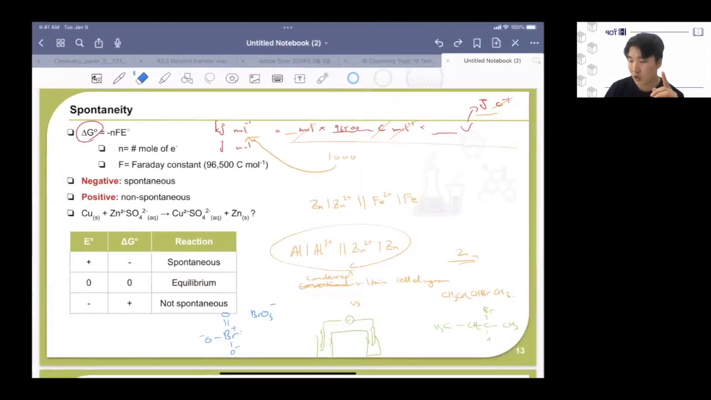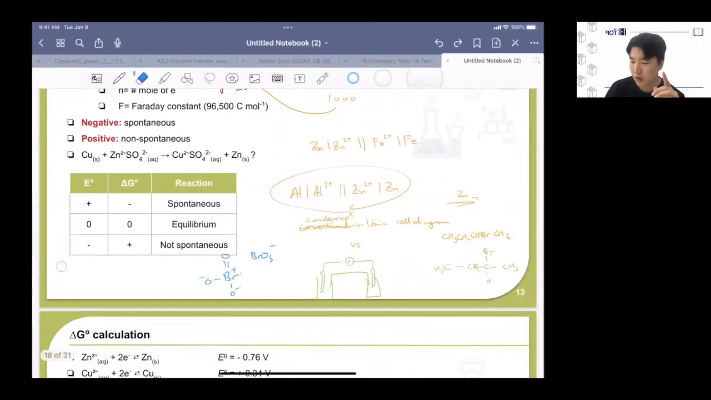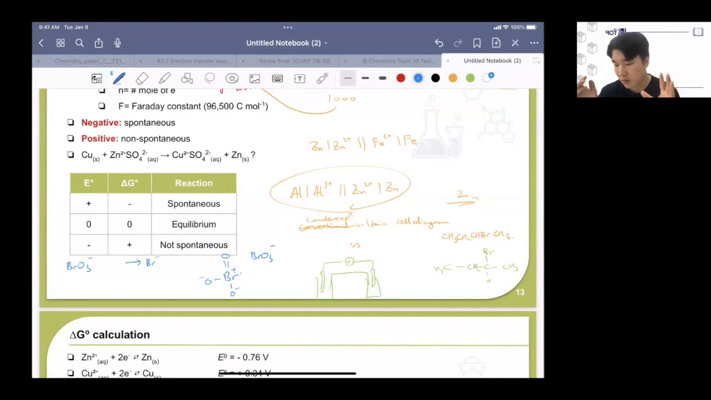We're given the information that BrO3 minus somehow turns into Br minus. What are we going to do here? So, first, make sure we've got one bromine on either side. Second, make sure we've got the same number of oxygens. 3 oxygens, which means we're going to add 3 water. Now, let's make sure we've got the same number of hydrogens. Let's add 6 protons.